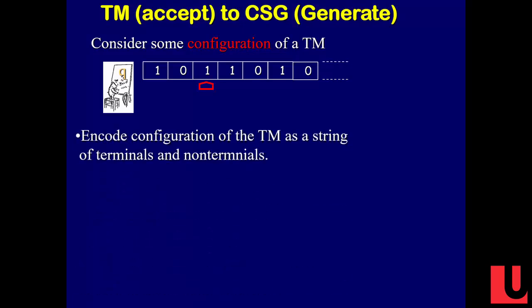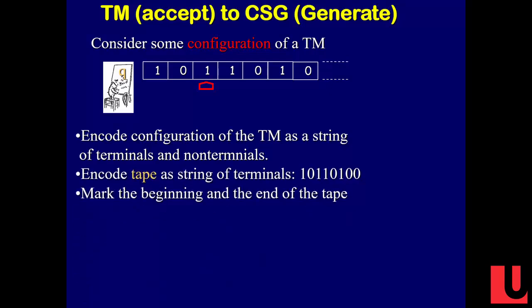Alrighty, so we're going to be simulating this Turing machine. So we have to somehow write down what the Turing machine is doing. And so we're going to encode it as a string of terminals and non-terminals. So we start with just the tape, and we mark the beginning and end of the tape. So here's the contents of the tape, and we mark the beginning and the end of the tape like that.